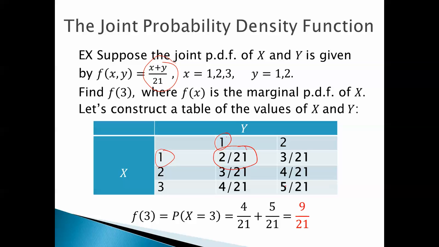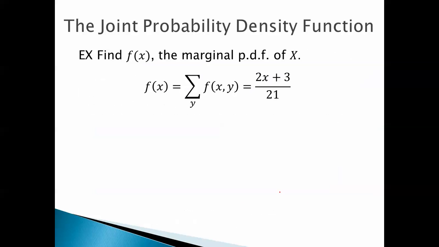To find f of 3, it's the probability x equals 3. So you would sum up f of x y for x equals 3, and y can equal any value. So you'd sum it up for y equals 1 and y equals 2, and you end up with 9 over 21. So again, you're summing up f of x y for all values of y, and x equals 3.